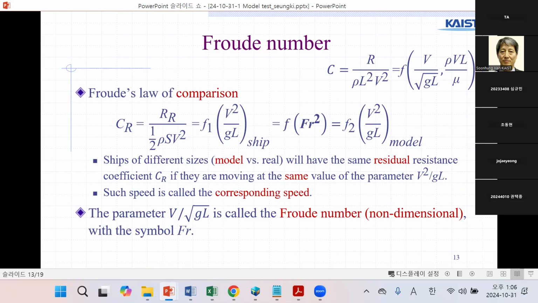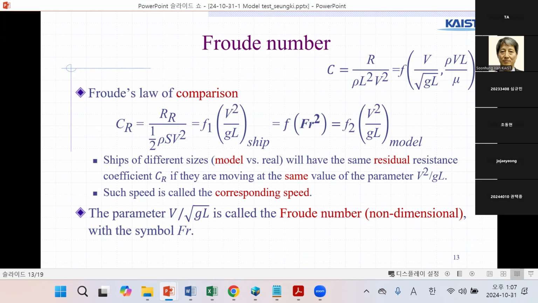So in the previous slide, we derived the dimensionless resistance as expressed by Froude number and Reynolds number. So we are going to use these values, and we are going to use the Froude number to predict the residual resistance coefficient. So Froude's law of comparison is as follows. Ships of different size, model and real ship, will have the same residual resistance coefficient. So the CR is the same if they are moving at the same value in the parentheses here. Such speed is called the corresponding speed, and we call this the Froude number, also non-dimensional.